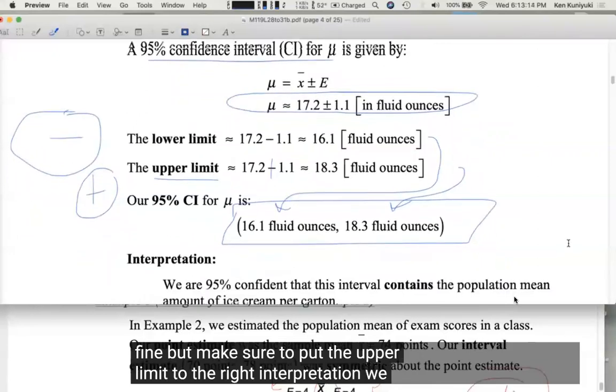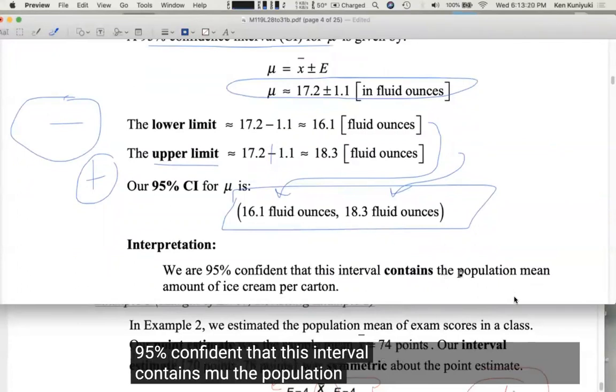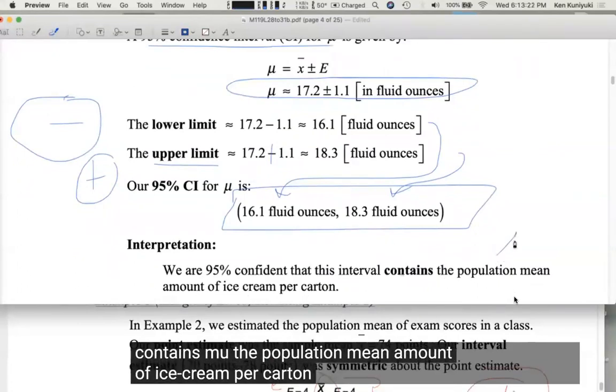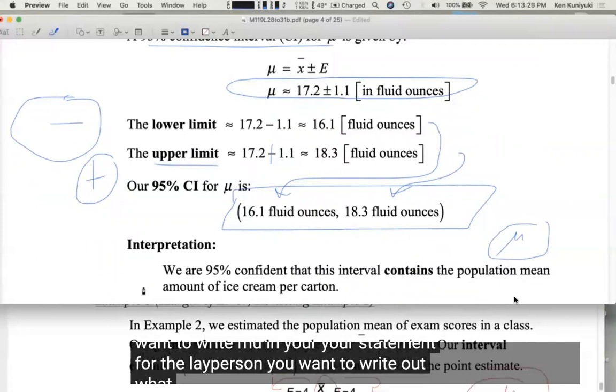Interpretation. We are 95% confident that this interval contains mu, the population mean amount of ice cream per carton. But you don't want to write mu in your statement for the layperson. You want to write out what mu means.